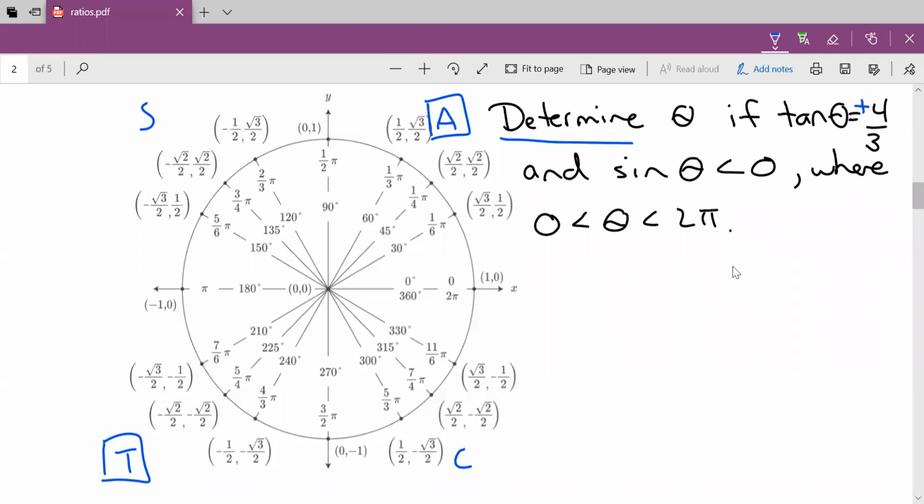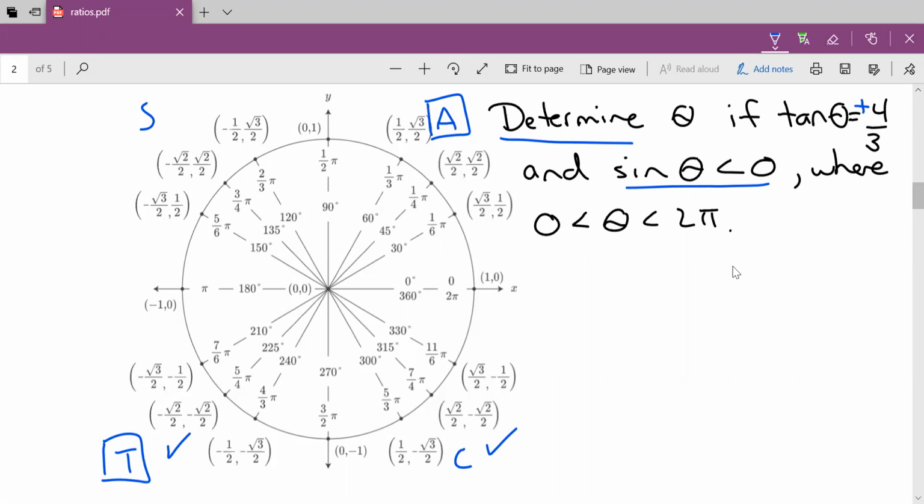But then what it tells me is sine is less than 0. Sine is negative. Well, what quadrant is sine negative? Well, sine is negative in quadrant 3 and in quadrant 4. So which one satisfies both conditions? Which quadrant?